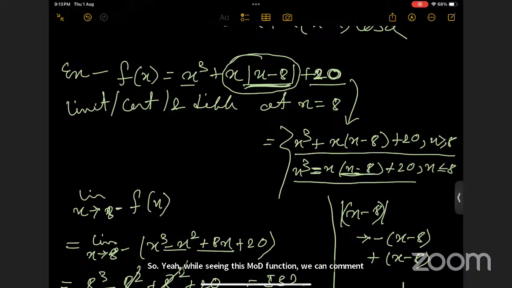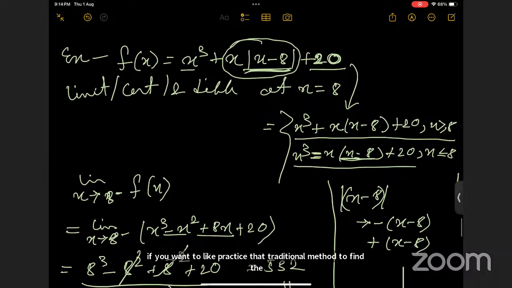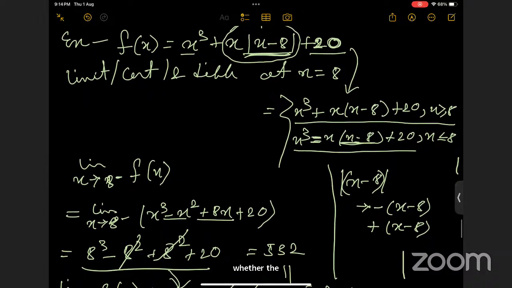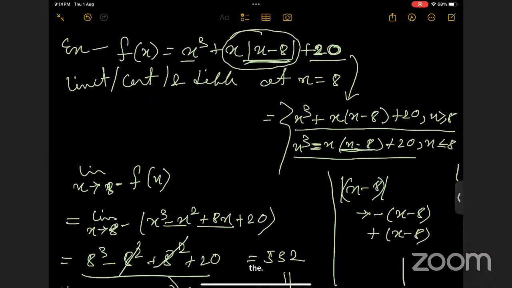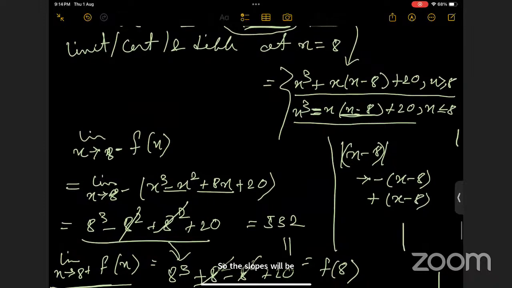But yeah, if you want to practice the traditional method to find whether the function is differentiable or not, then nothing is wrong, but they should not get demotivated thinking I got to do so much work. So that is why I said this tip. They should understand these are two different equations. So the slopes will be different, and when they are different, obviously it is not differentiable. Obviously, these are also correct. No problem.